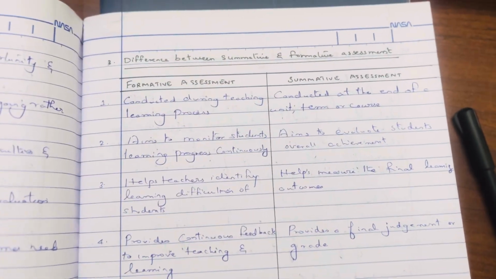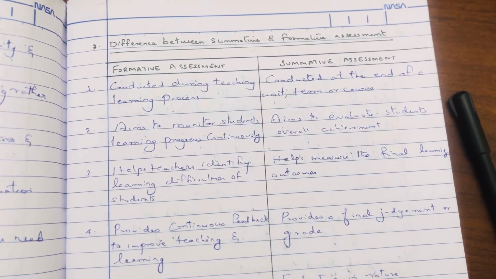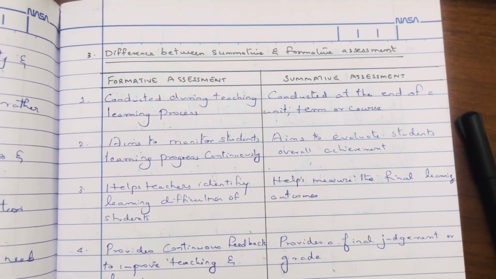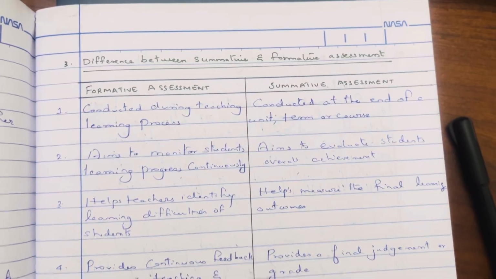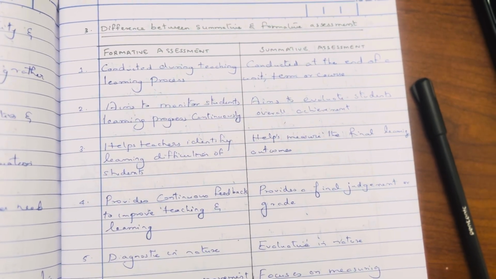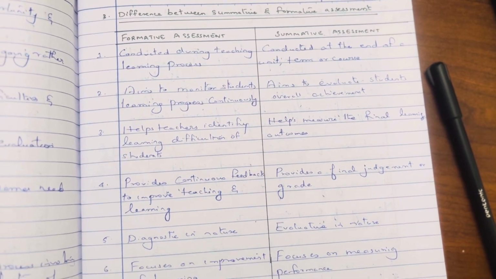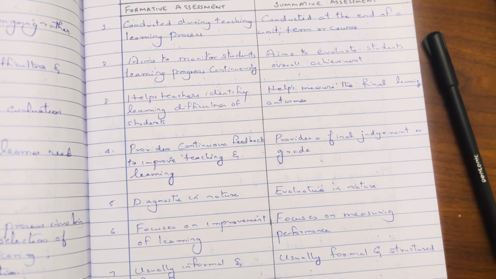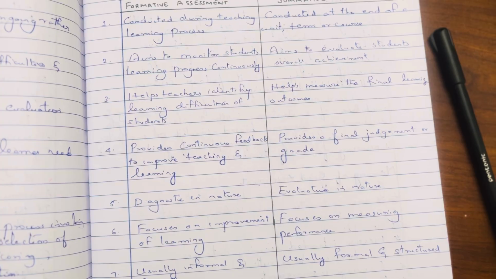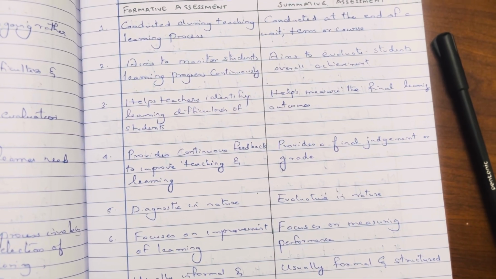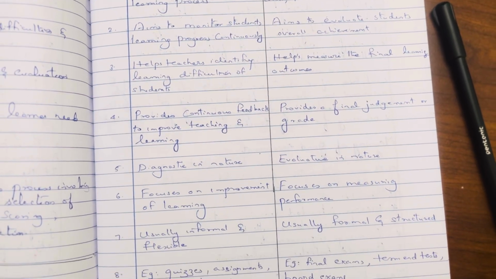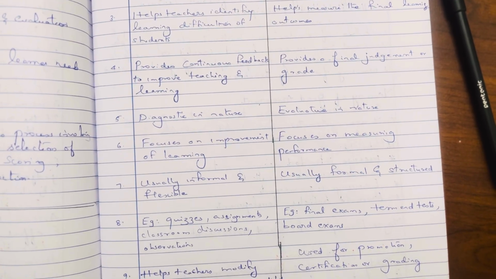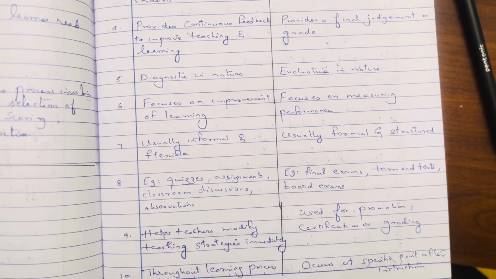So, the third question: the difference between summative and formative assessment. Formative is conducted during the teaching-learning process; summative is conducted at the end of the unit, term, or course. Formative aims to monitor students' learning progress continuously; summative aims to evaluate students' overall achievement. Formative helps teachers identify learning difficulties of students; summative helps measure the final learning outcomes. Formative provides continuous feedback to improve teaching and learning; summative provides final judgment or grade. Formative is diagnostic in nature; summative is evaluative in nature.